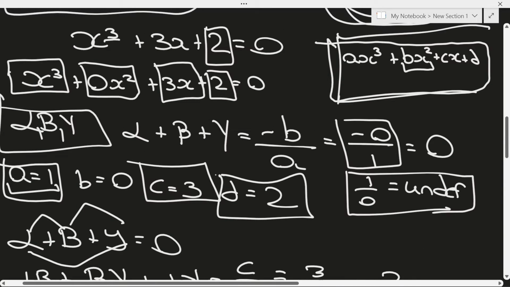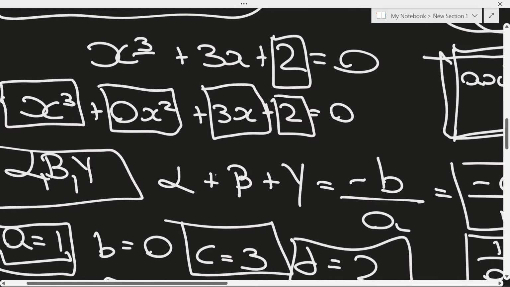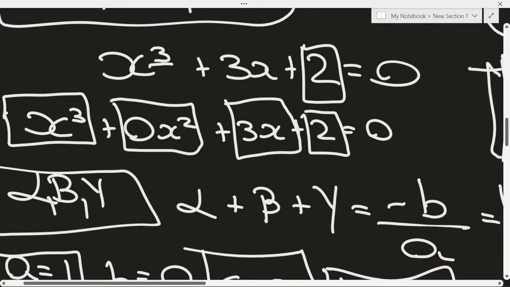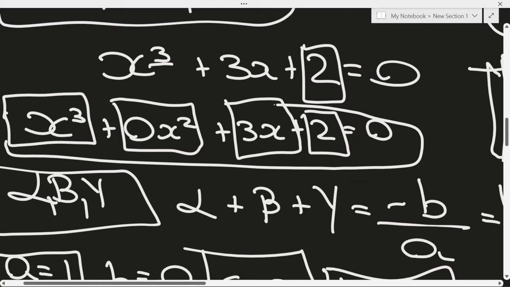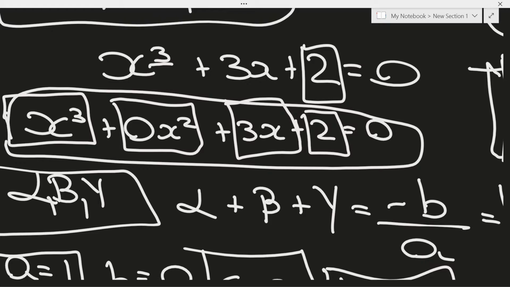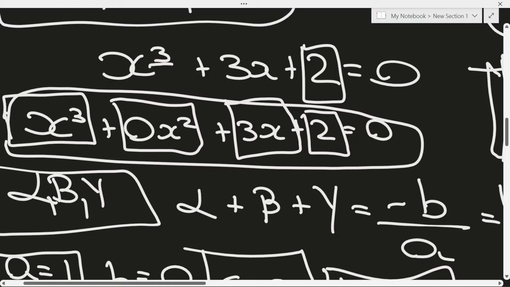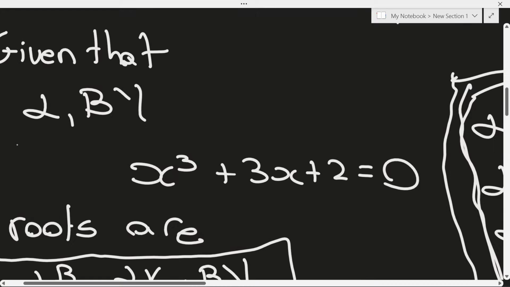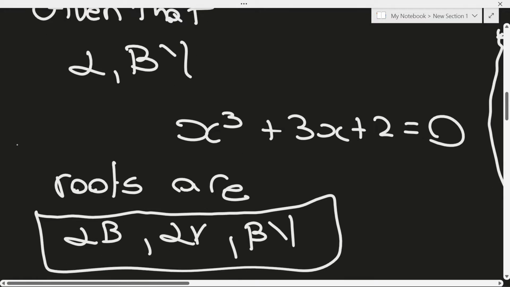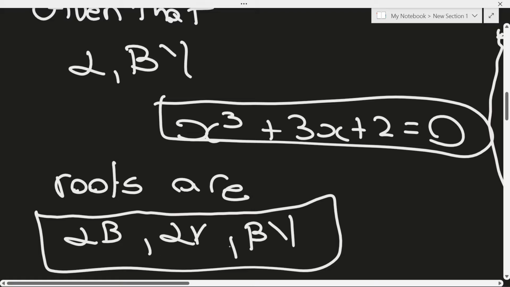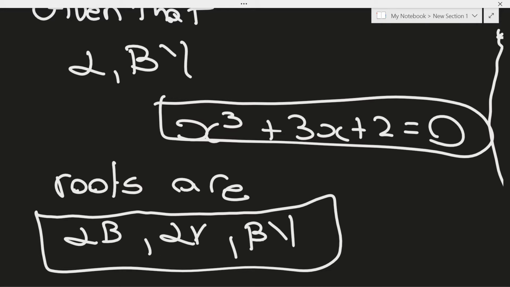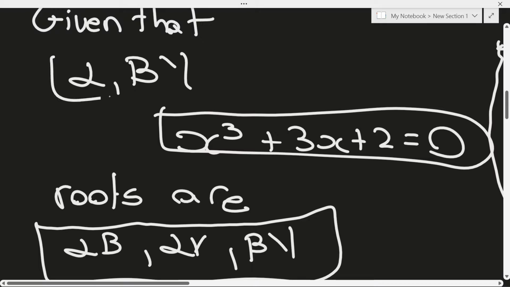We have this equation up here, with x cubed plus 0x. How are we supposed to create a whole new equation from it? Well, it has the roots alpha, beta, gamma. The question gives us this. It says, given that alpha, beta, gamma are the roots of this equation, we want to find the equation whose roots are alpha beta, alpha gamma, and beta gamma.